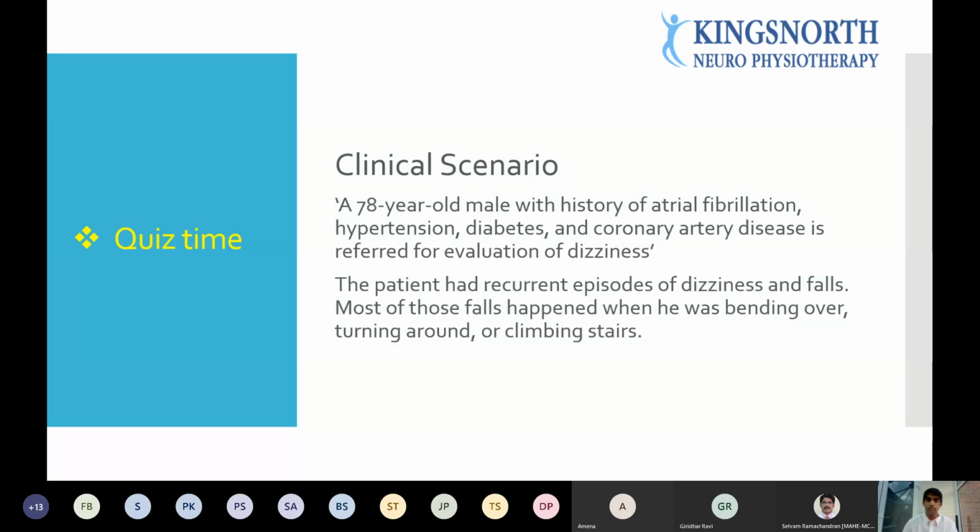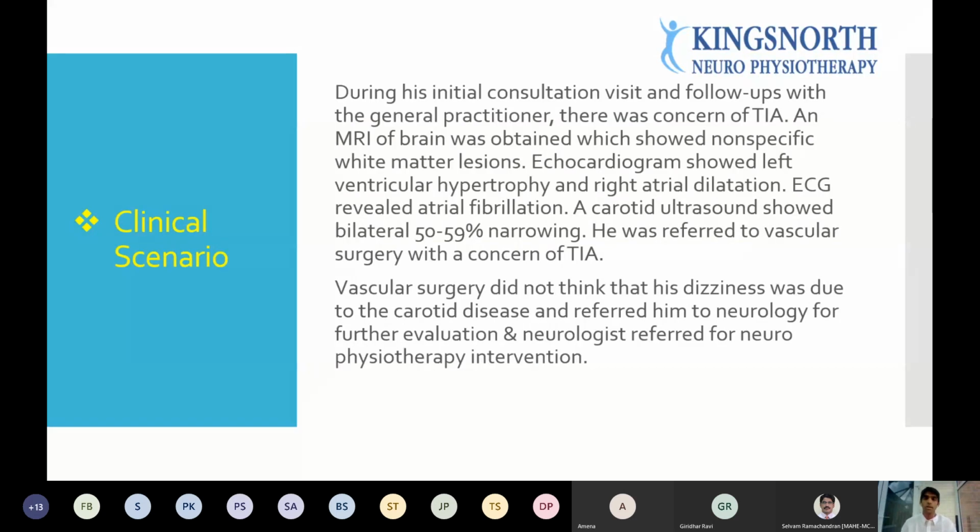And then the patient had recurrent episodes of dizziness and falls. Most of these falls happened when he was bending over, turning around, or climbing stairs. So there are falls with this dizziness. So we have some more history.